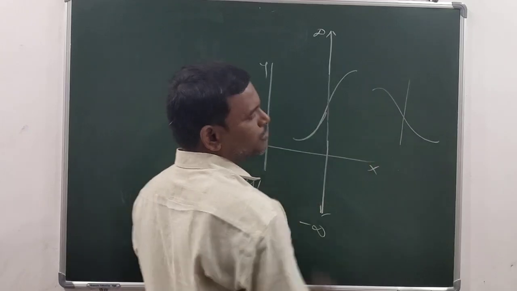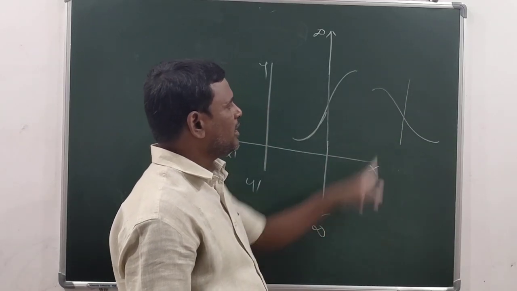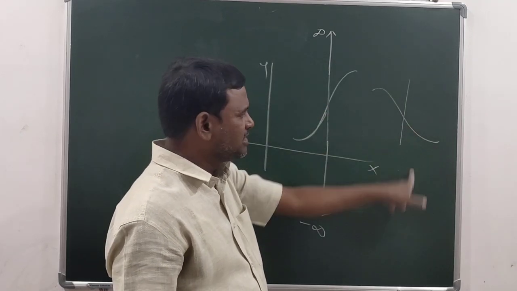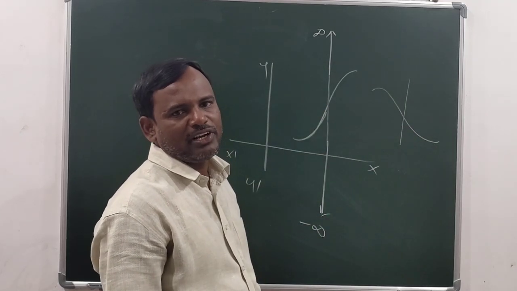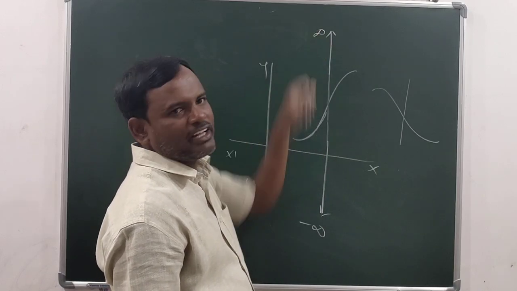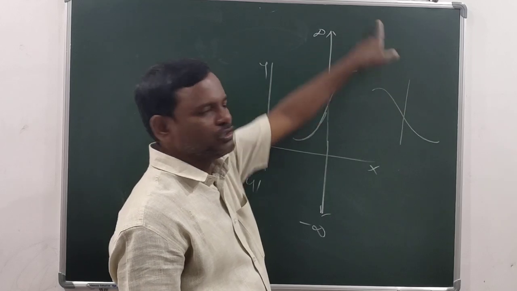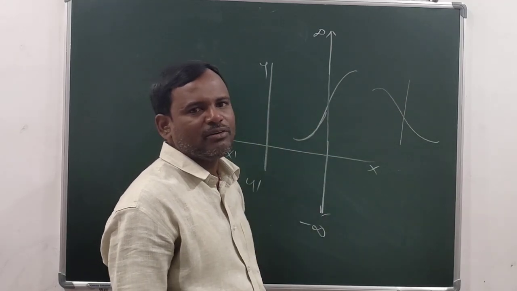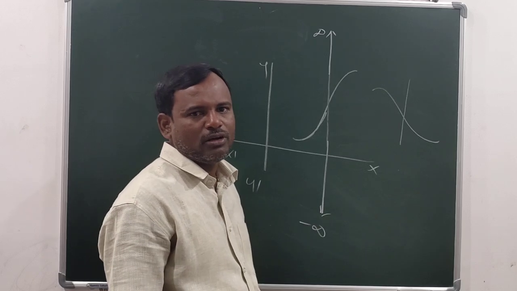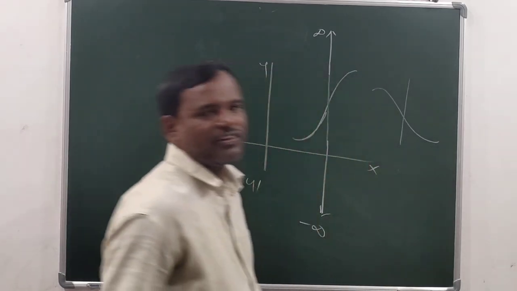In this case also, if you find the left-hand derivative, it is attaining positive infinity. Here, the right-hand derivative is attaining negative infinity. Here, left-hand derivative is negative infinity and right-hand derivative is positive infinity. Here, left-hand derivative is positive infinity and right-hand derivative is negative infinity, because the tangent is going down. Hence that function is not differentiable.